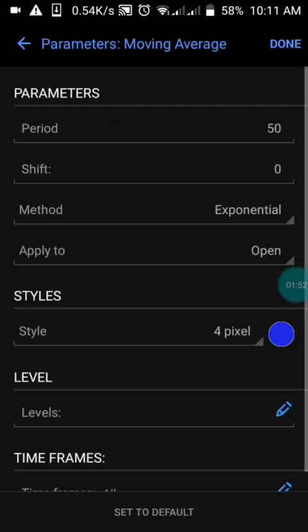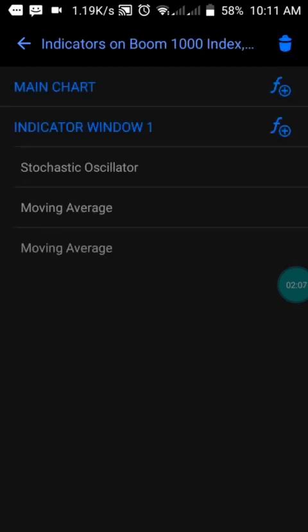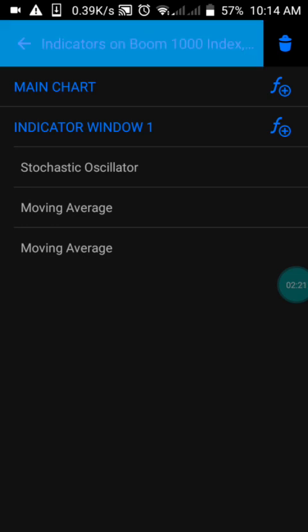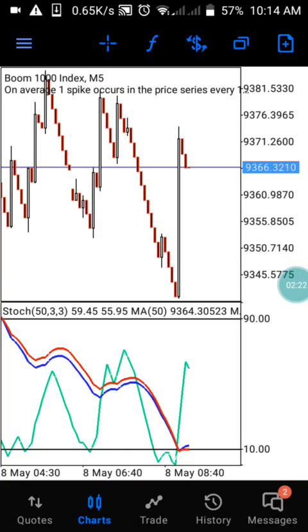And also we have the moving average: the period of 50, the shift of 0, the method to be Exponential, and apply to Open. We also have our color here. You can choose any color of your choice, then you press done. Then we have our last one, so you just screenshot it and press done. Then with this you have the same settings I have here.